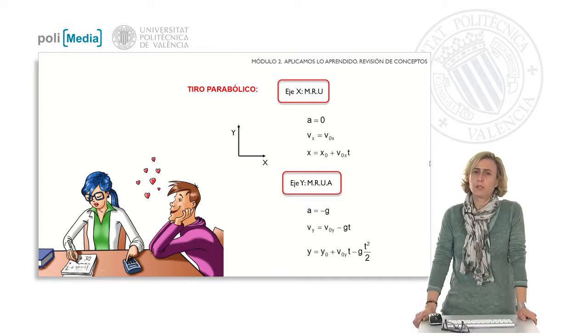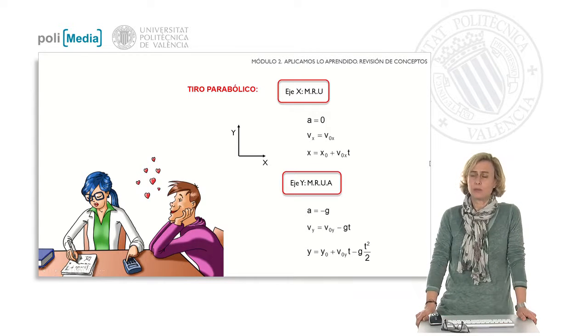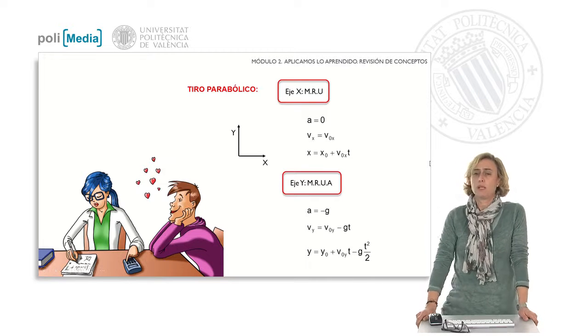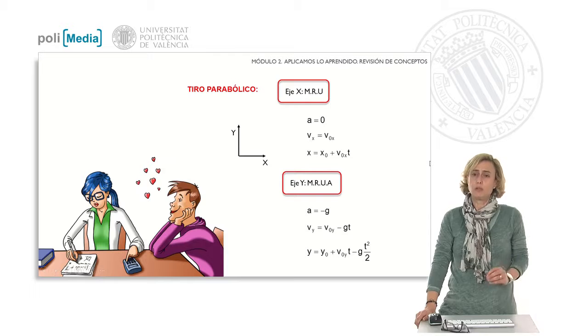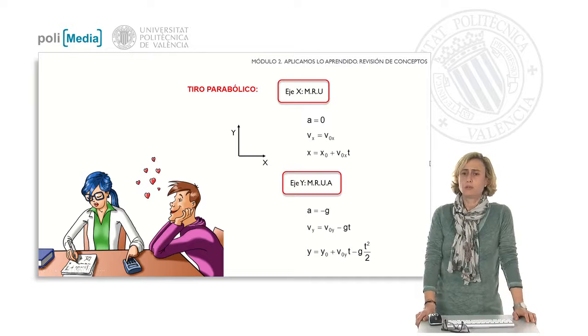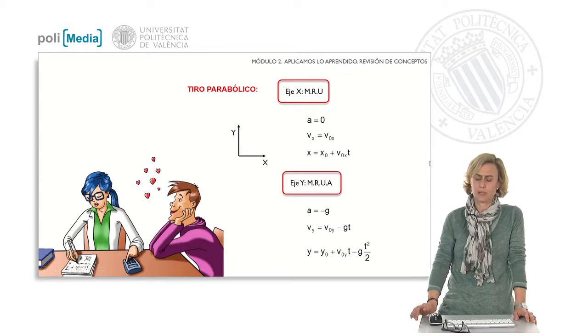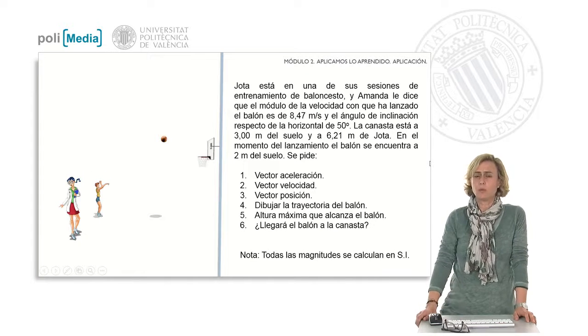Recall that we have seen that the parabolic shot, with the choice of axis that we have on screen, is the composition of two motions: a uniform rectilinear motion on the x-axis and a uniformly accelerated rectilinear motion on the y-axis. We have already seen the equations of these types of motions, and they are the ones that appear on the screen. The composition of the acceleration, velocity, and position of each of these movements will give us these quantities. And with them, we have perfectly characterized from the kinematic point of view the motion of the object. We are going to calculate these magnitudes.